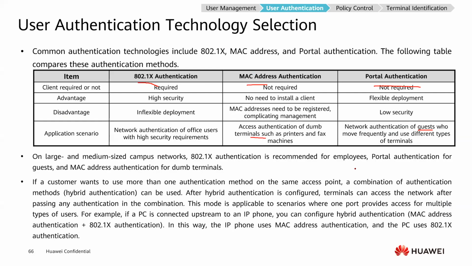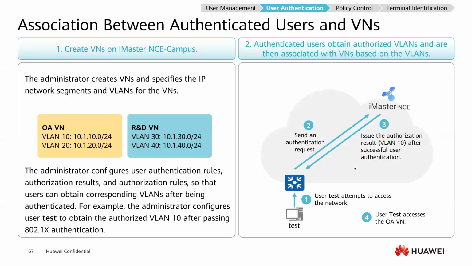And also, you need to consider how to place the authentication point. And as usual, we will assign the gateway as the authentication point. And the association between the authentication user and VNs, we just mentioned it. You need to create the VNs first, and you need to create the configuration about the deployment of the NAC.